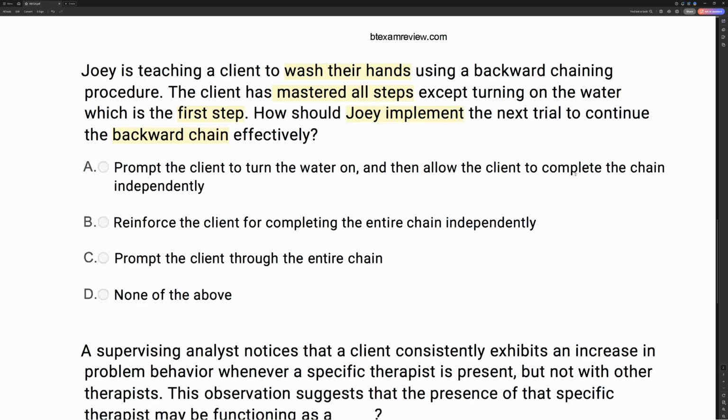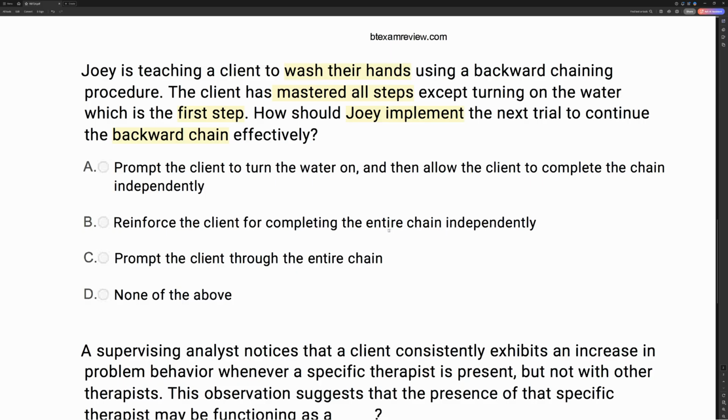We will allow the client to complete the steps they know, but we can't necessarily keep prompting them because this is the last step, and with the backward chain, they have to do that first step independently. B, reinforce the client for completing the entire chain independently. Yes, that's what we're trying to achieve.